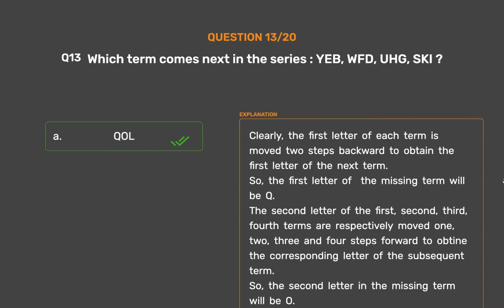The third letter is alternately moved 2 and 3 steps forward to obtain the corresponding letter of the subsequent term. So, the third letter in the missing term will be L. Thus, the missing term is QOL. Hence, the answer is A.